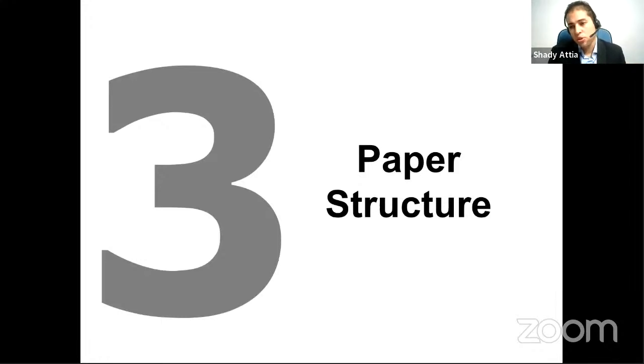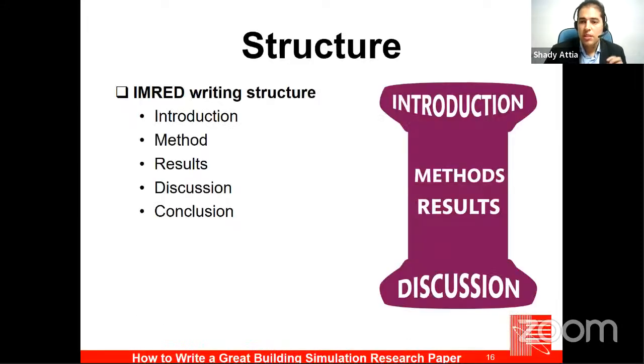Now let's move to the third part. After exploring the purpose of a conference paper and what this author guide is, that is something I need to check as early as possible, let's go through the paper structure. Well, the paper structure is something important, and most of the time we adopt, and I strongly advise you to follow, this IMRED writing structure, which is very common in the scientific community, where we have an introduction, a description of the methodology, results, discussion, and finally conclusions.